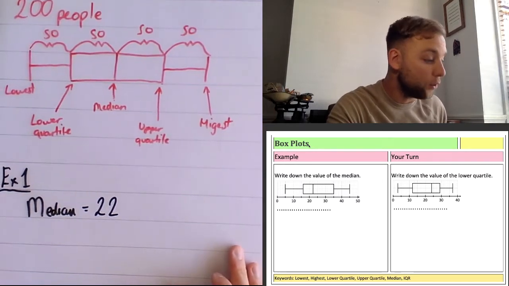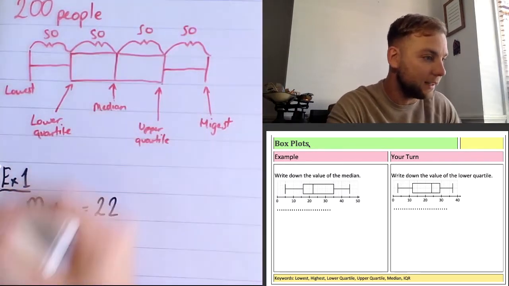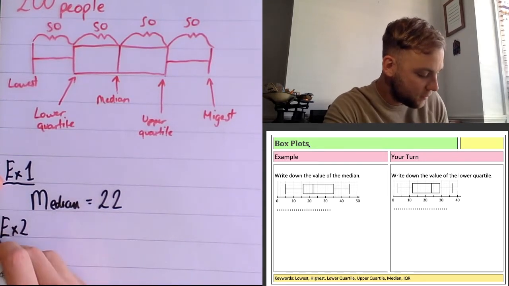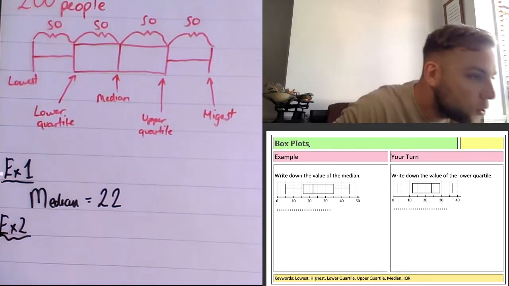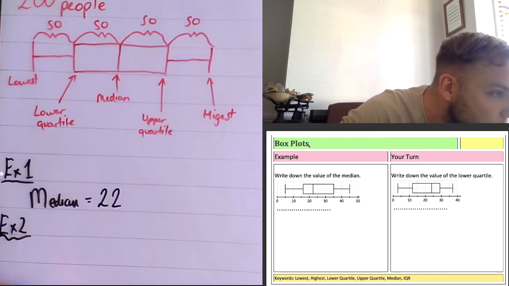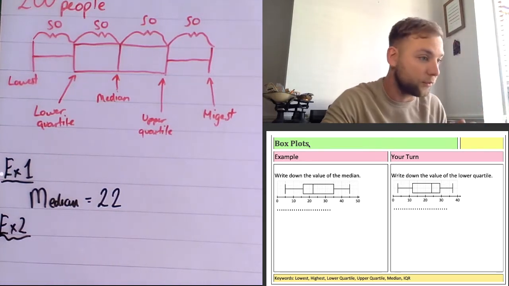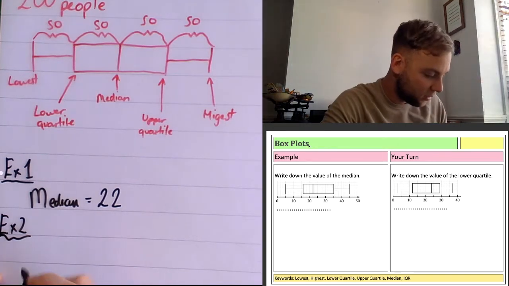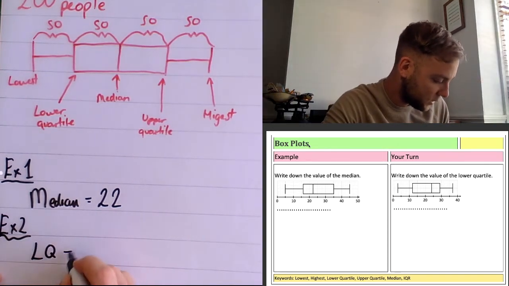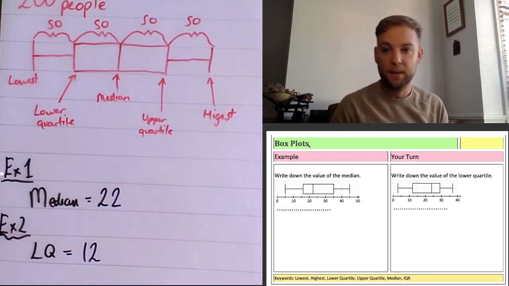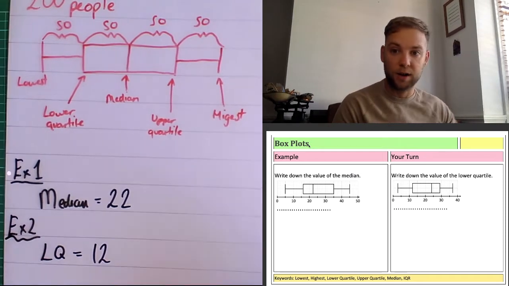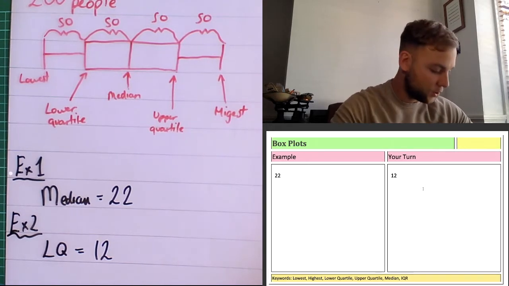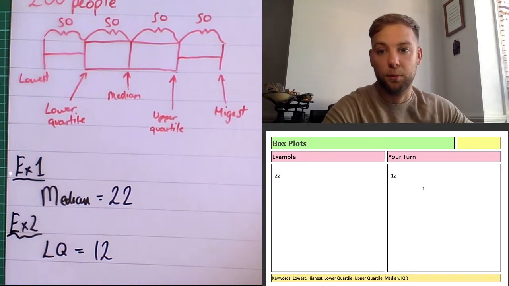Write down the value of your lower quartile. Well, we know the lower quartile is this part here. So for example 2, where is my lower quartile? Well, my lower quartile here is 1, 2. It's 2 across from that again. These are split up into 1s. So it's 10, 11, 12. So my lower quartile for this one is equal to 12. Let's just check those right. Make sure I've read those graphs right. So here, let's have a little look. 22 and 12, absolutely perfect, super.